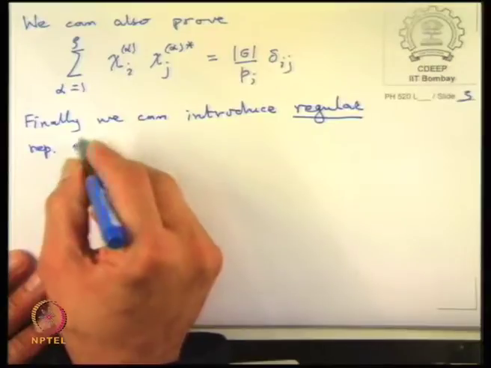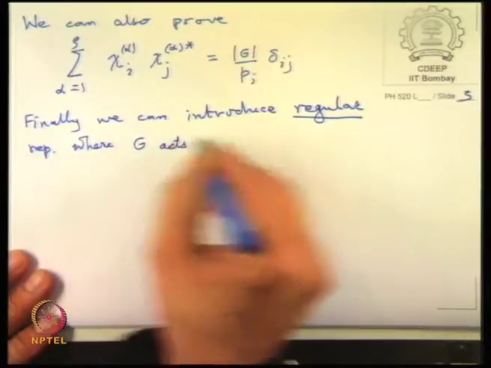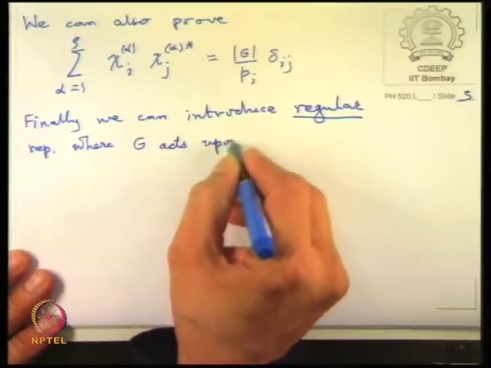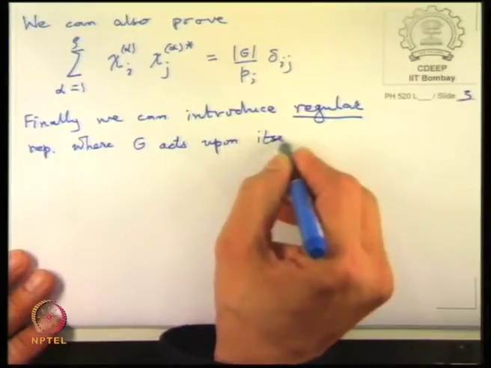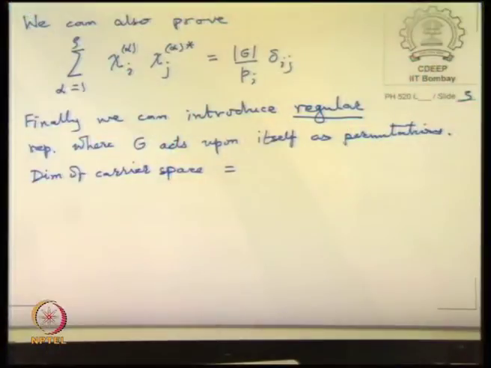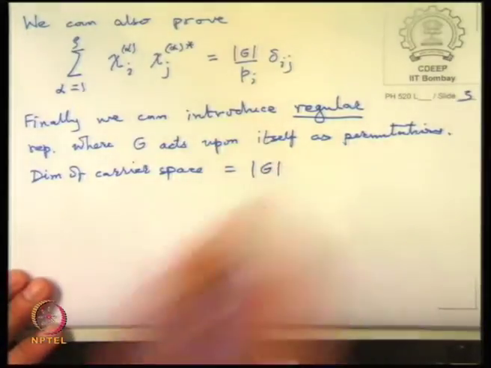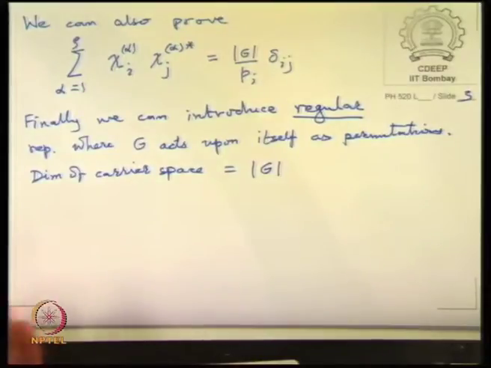Where G acts upon itself as permutations. So, dimension of the carrier space, what is the carrier space? Somebody said, right? G itself, G is acting on itself. So, the carrier space on which G is realized is G itself. So, it is obviously a G dimensional representation.